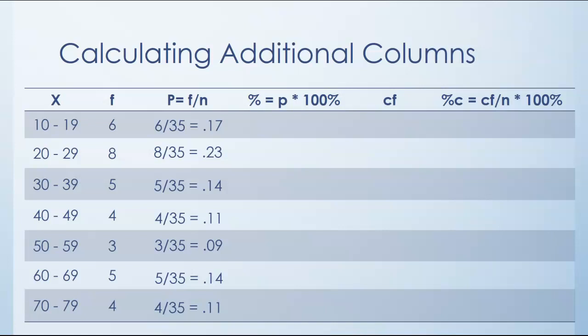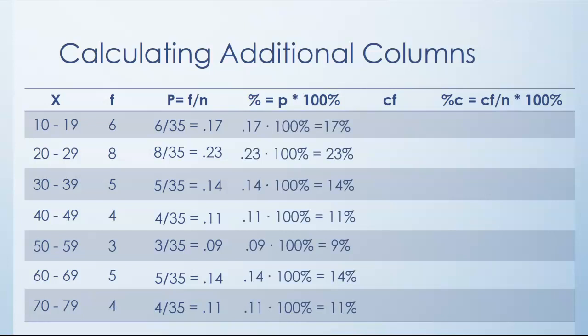And then we're going to take those percentiles and multiply them by 100%. So we get 17% for 10 through 19, 23% for 20 through 29, 14% are between 30 and 39, 11% between 40 and 49, 9% between 50 and 59, 14% between 60 and 69, and 11% between 70 and 79.